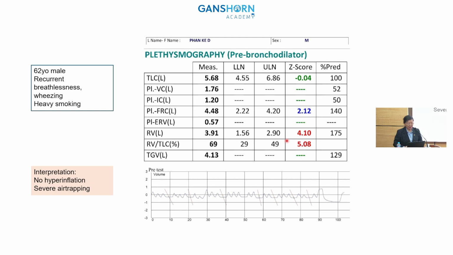But there is an increase of the residual volume with the Z-score up to 4.10, and also the ratio RV and TLC. So we have air trapping here or hyperinflation. But I do not want to use the word hyperinflation. It is air trapping. Because if hyperinflation, there must be an increase of TLC. Yeah?